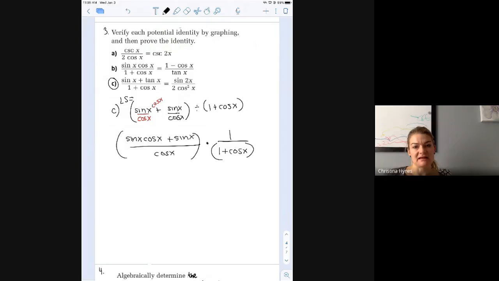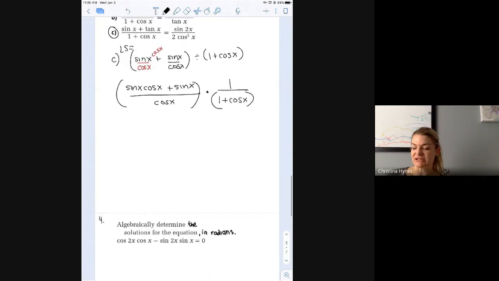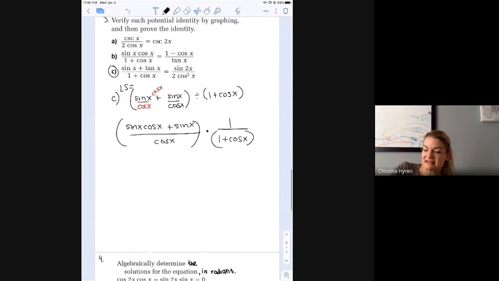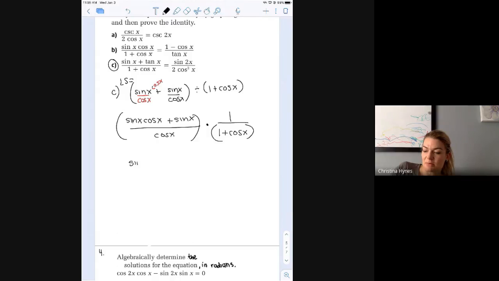Now, another common step with proving is factoring. If you see something in common, you can take it out, and that's going to be really important for the next question as well. If you see common factors, factor them. In this case, you can factor out a common sine x from the numerator, leaving you with cos x plus 1 within the brackets over cos x multiplied by 1 plus cos x.